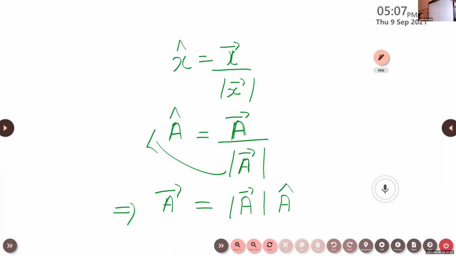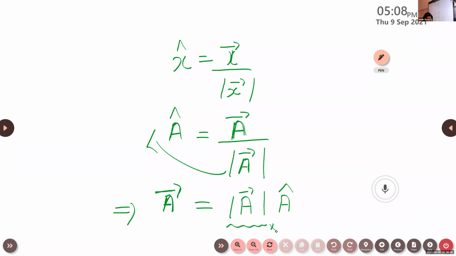The unit vector is given by a cap is equal to vector a divided by the magnitude of vector a. From this, we can find vector a. Vector a is equal to the magnitude of vector a into unit vector a cap. Any vector can be represented in terms of the magnitude of that vector into the unit vector of that corresponding vector. So similarly, here we want to find these two vectors.